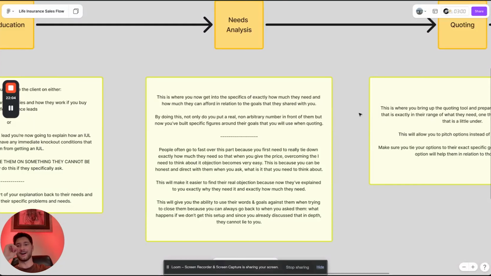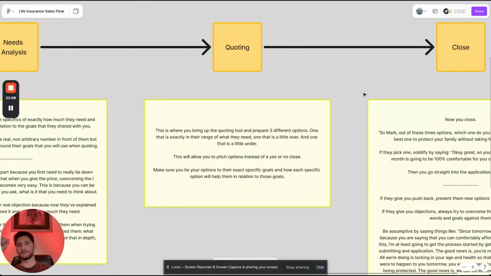So next, you're going to go to quoting. Okay. This is where you bring up the quoting tool and you prepare three different options. Very important. You prepare one that is exactly in the range of what they need, one that is a little bit over, and one that is a little bit under. Okay, so this will then allow you to pitch options instead of a yes or no close. And then, just like I said before, make sure that you tie each of these options to their exact specific goals and how each specific option will actually help them in relation to those goals.